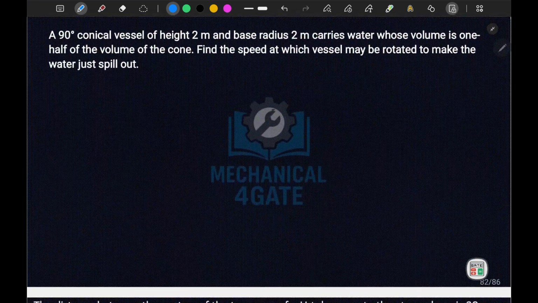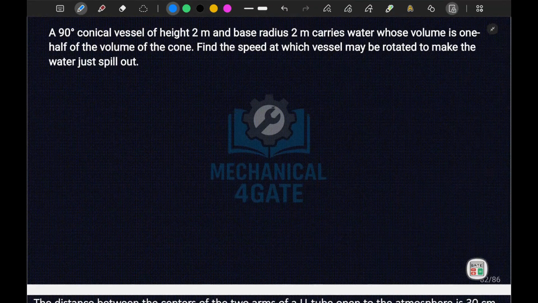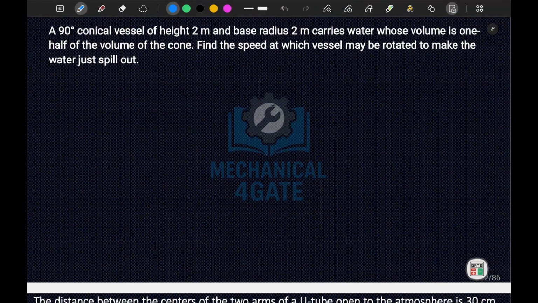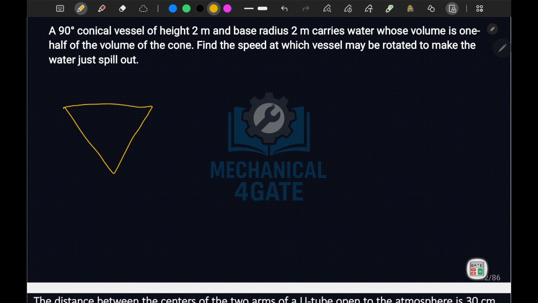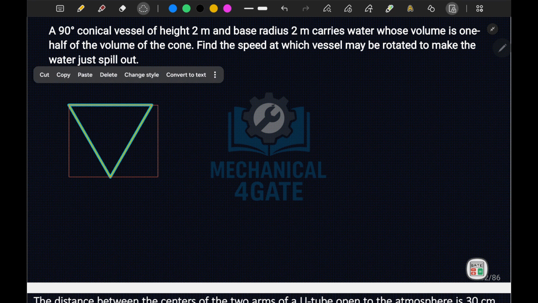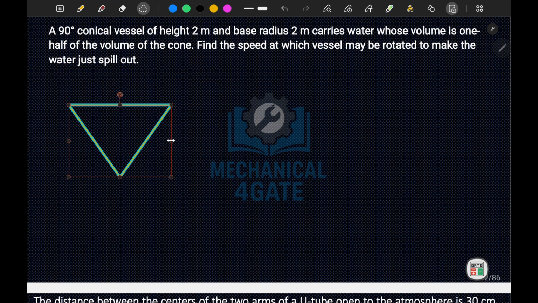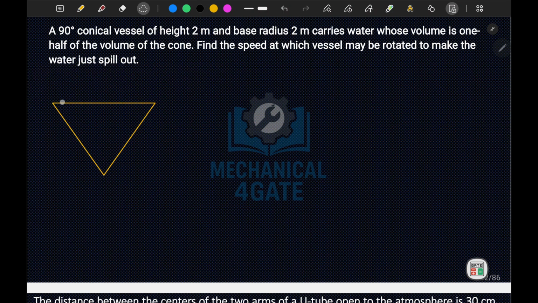So here, a conical vessel of height 2 meter and base radius 2 meter. So we have a conical vessel. Let me draw it here. It's something like this. Now here is your conical vessel. So this should be your circular vessel. Oh, sorry, circular section.